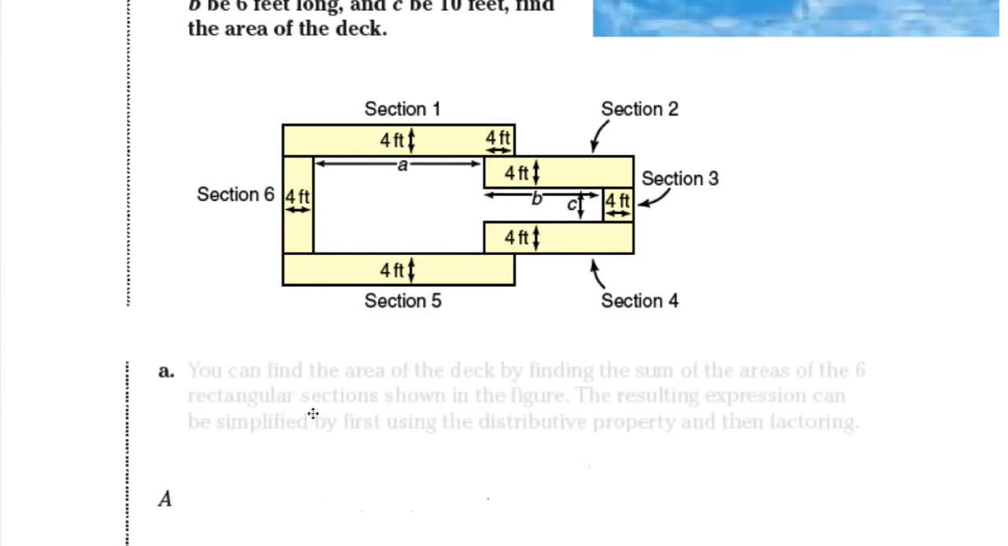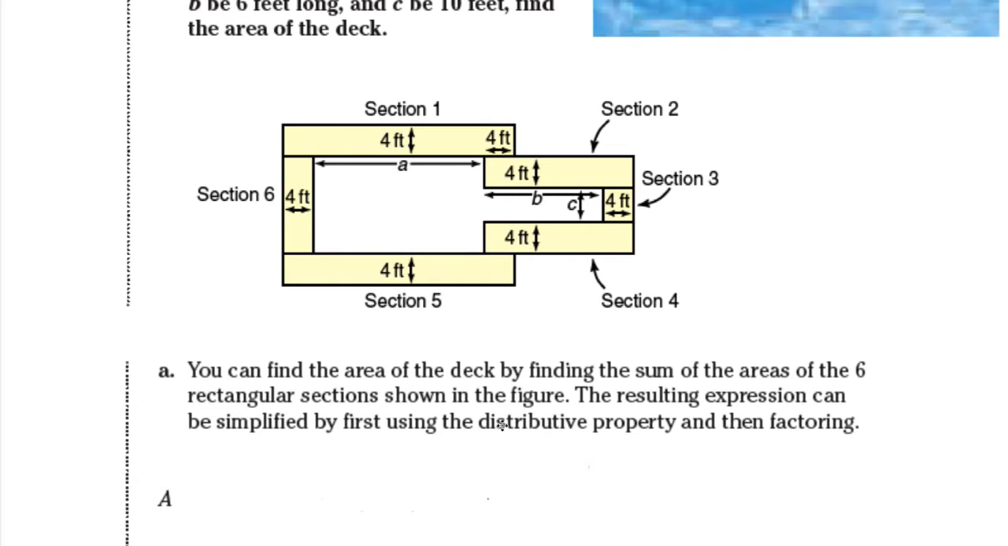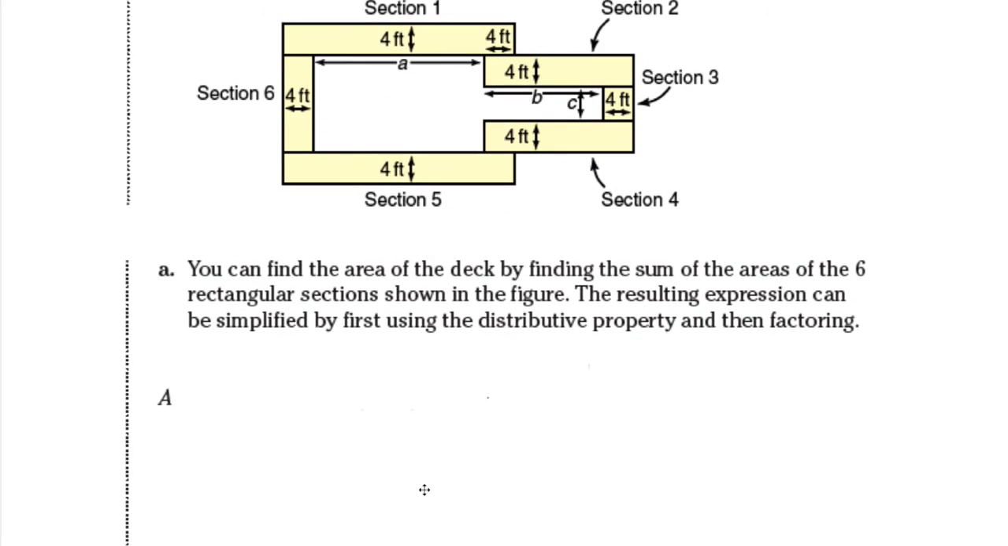You can find the area of the deck by finding the sum of the areas of the 6 rectangular sections as shown in the figure. The resulting expression can be simplified by first using the distributive property and then factoring. So the area of the deck would be, section 1, 4 times the quantity a plus 4 plus 4. That is section 1.